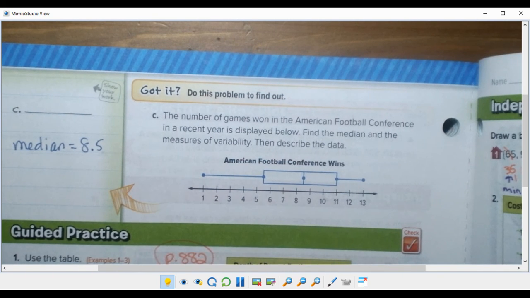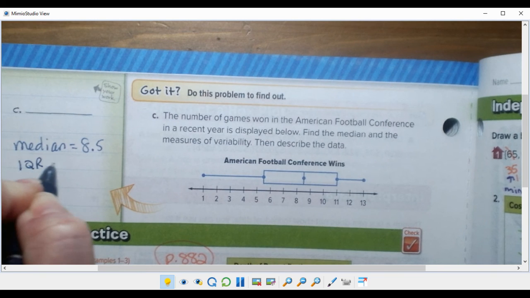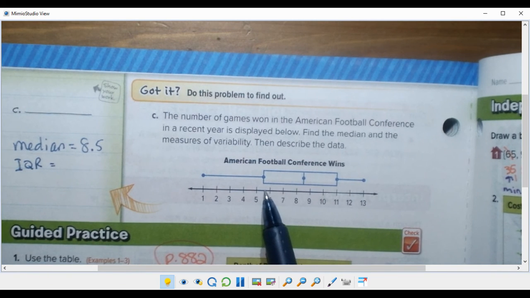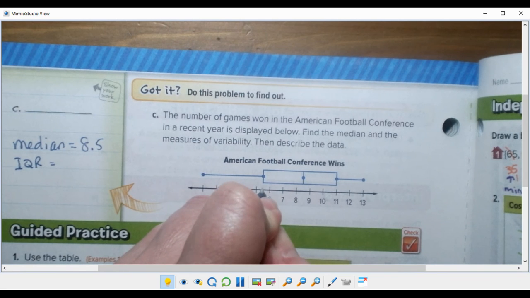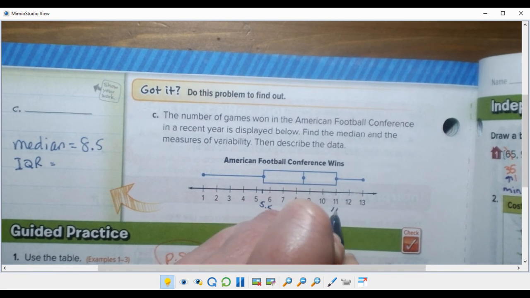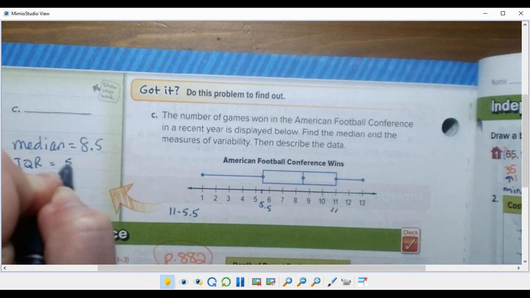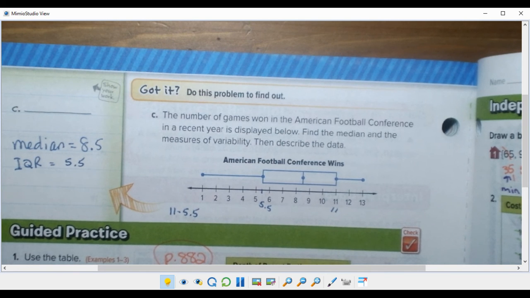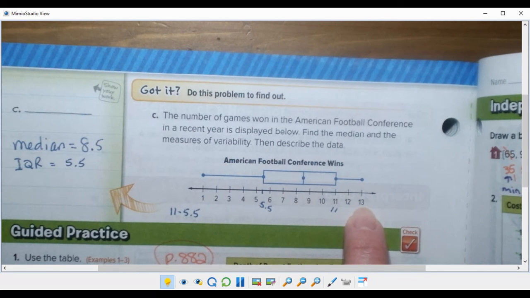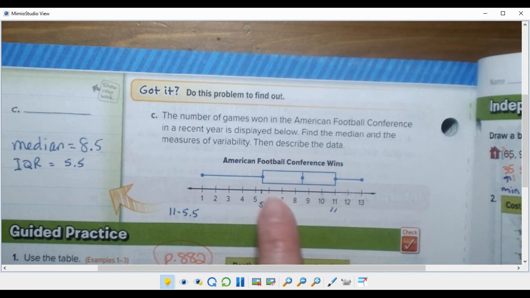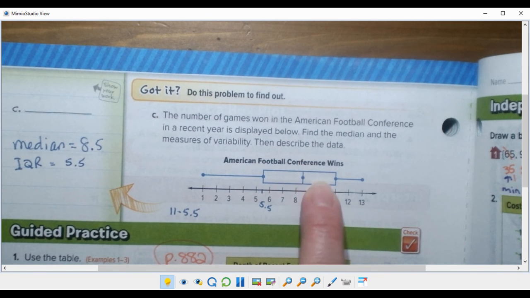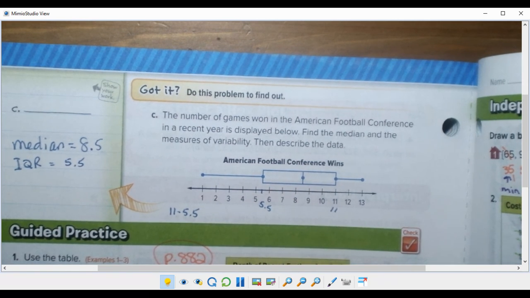But then they want to talk about the measures of variability. So let's talk about the IQR. How far apart are my quartiles? Well, this is 5.5. And this is exactly at 11. So 11 minus 5.5 is 5.5. It doesn't talk about the extreme, somebody who had a really lousy season and only won 1 game, or the extreme where somebody had an amazing season and won all 13. This talks about typical. Half of the teams were spread out by only 5.5 games difference.